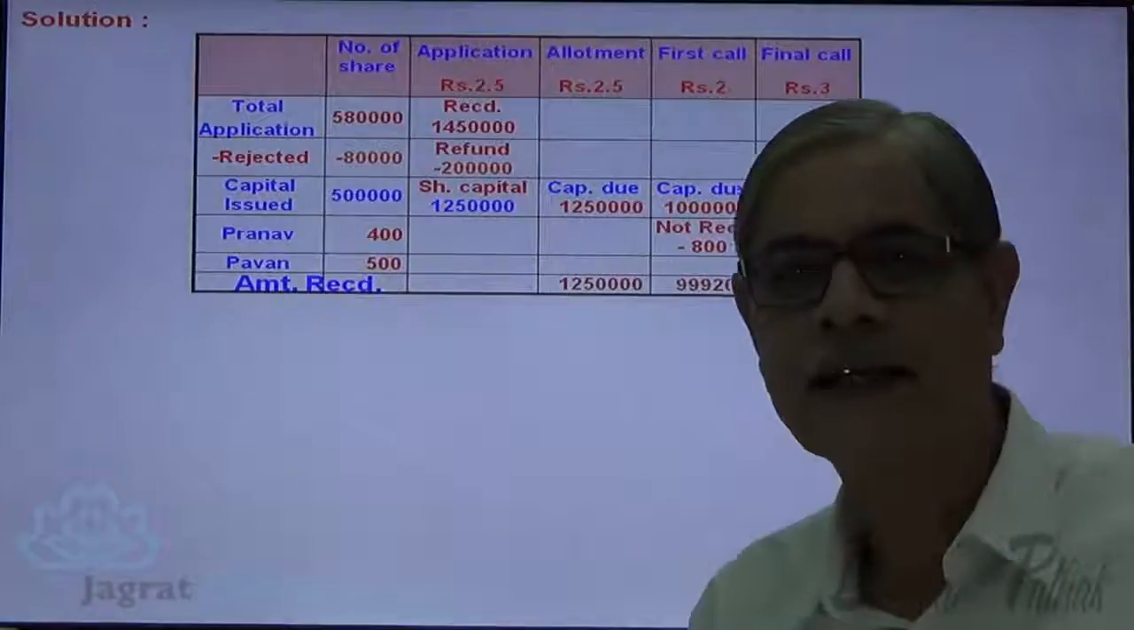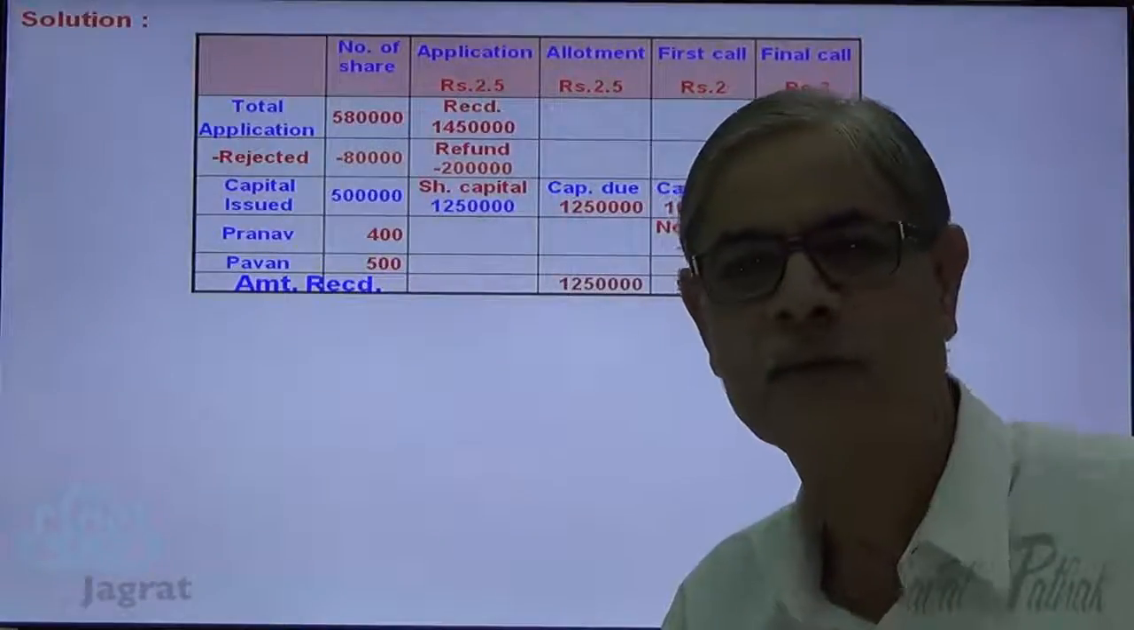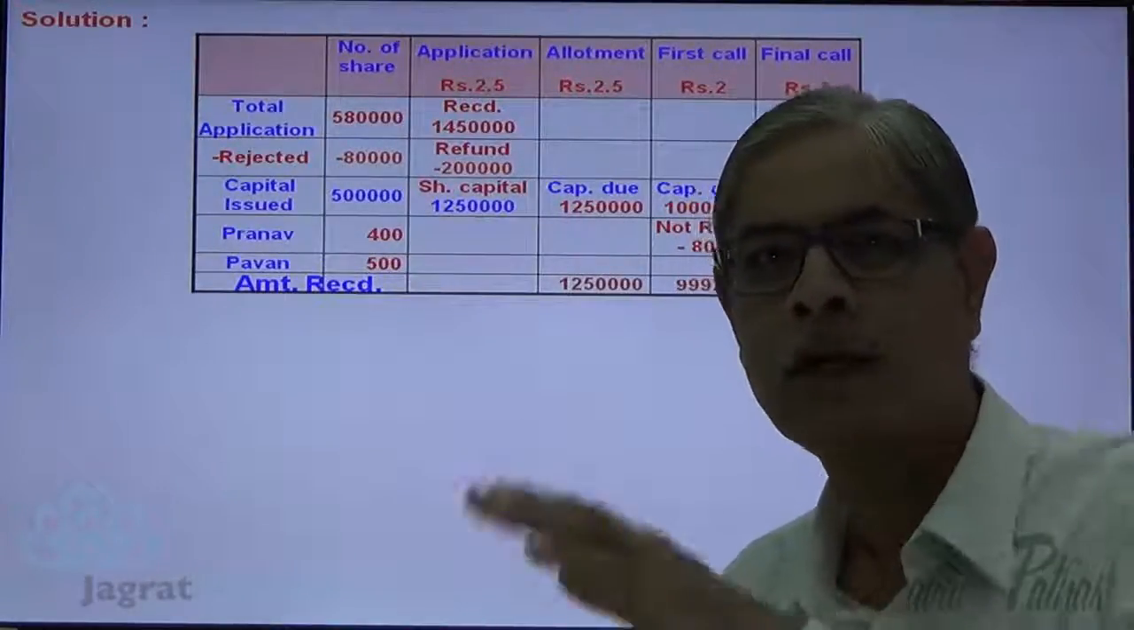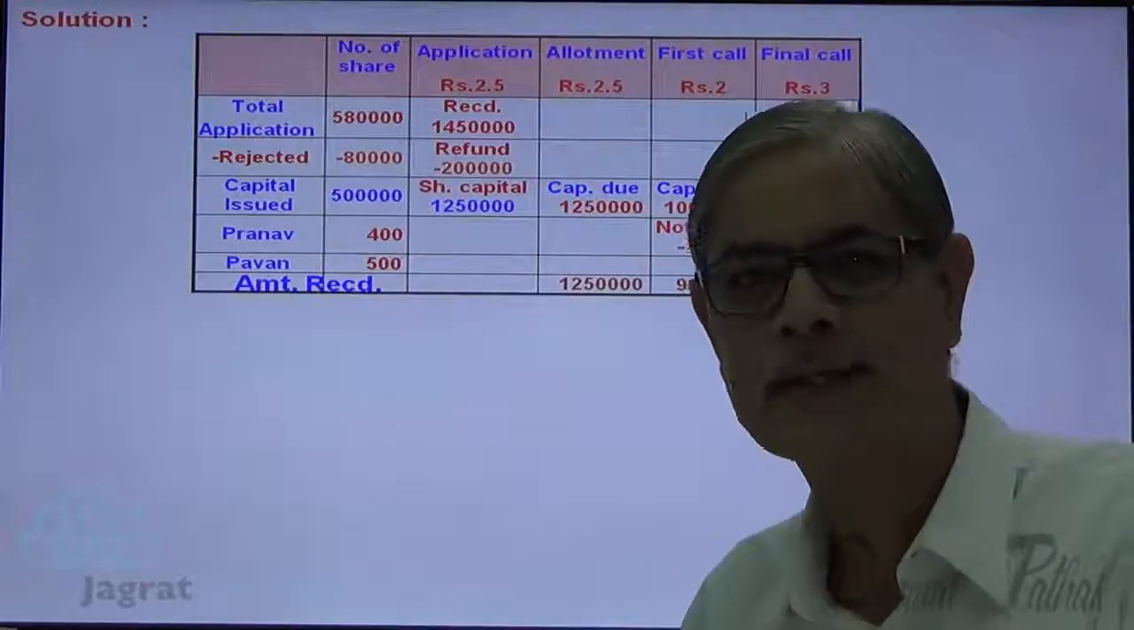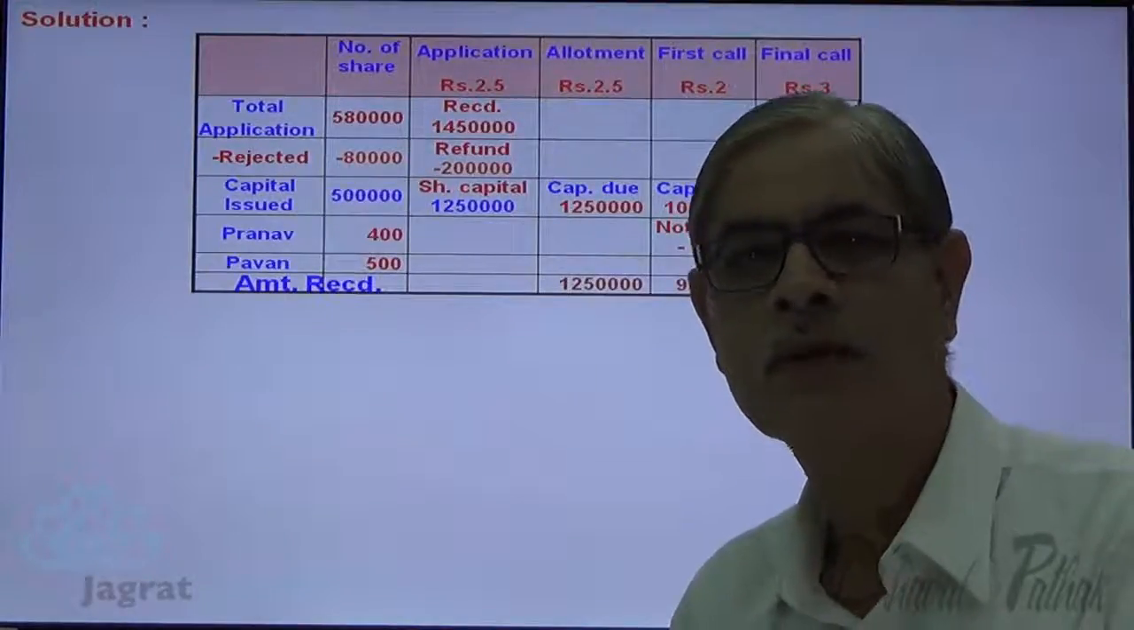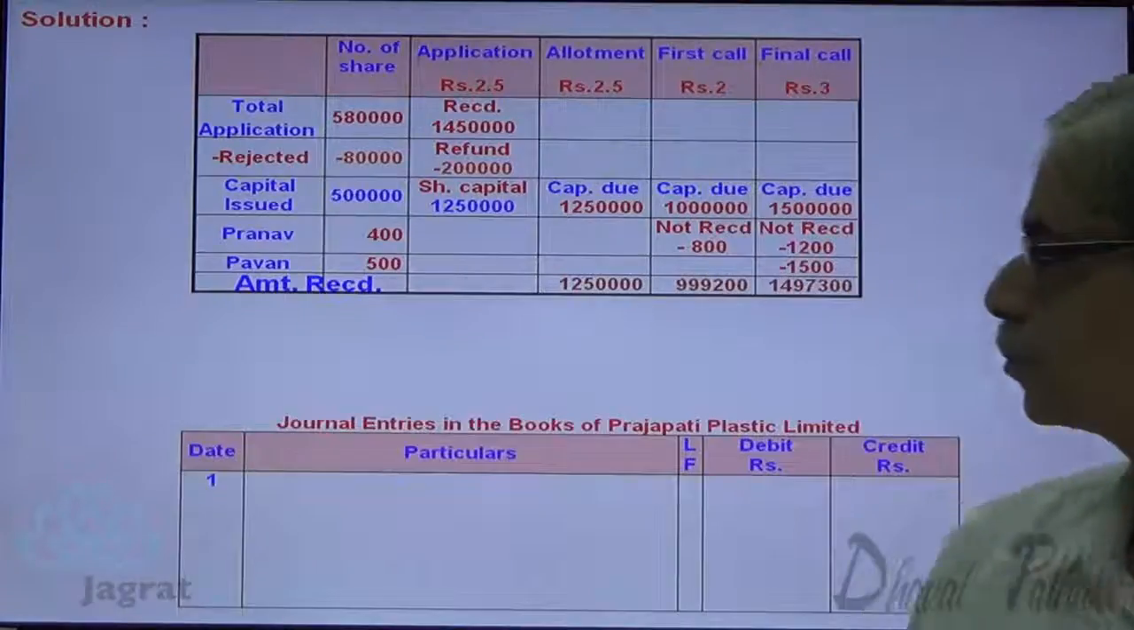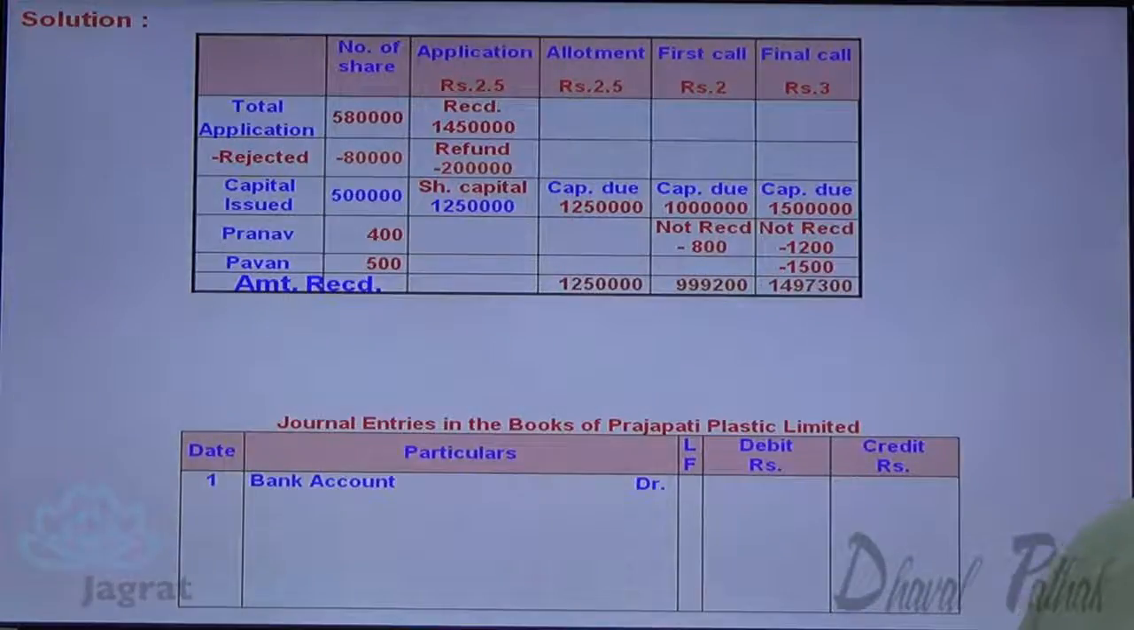This is the working that I have prepared for the purpose of writing down the journal entries. Now I will show you how the journal entries could be recorded straight away through your thorough understanding. Bank account debit, 5,80,000 into 2.5 to equity share application account credit.